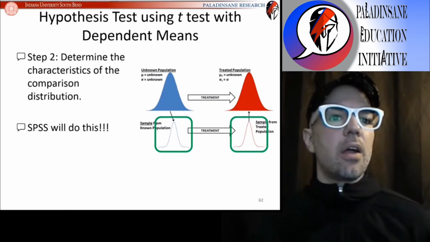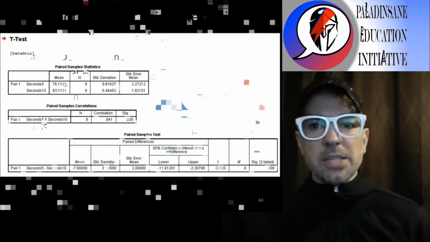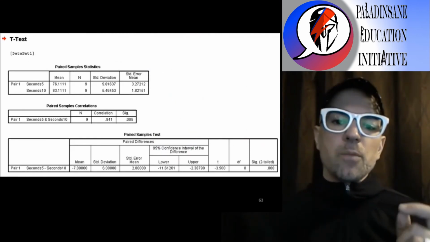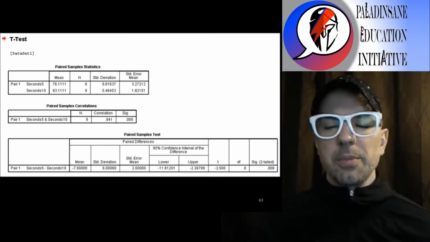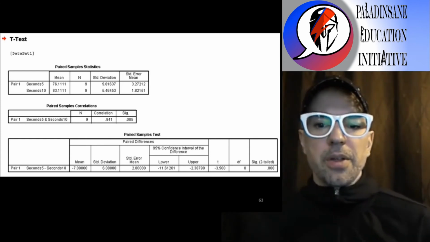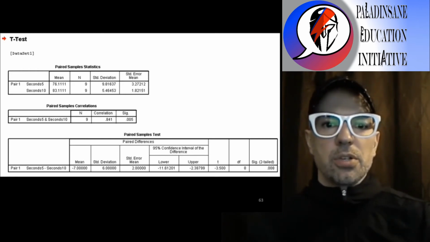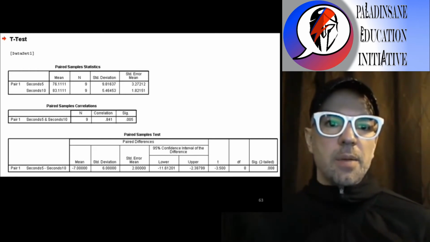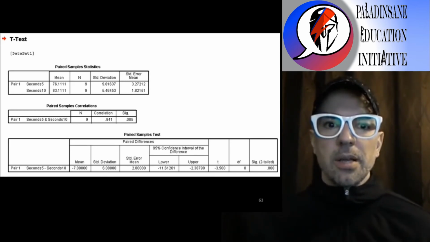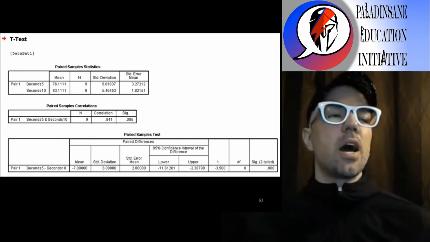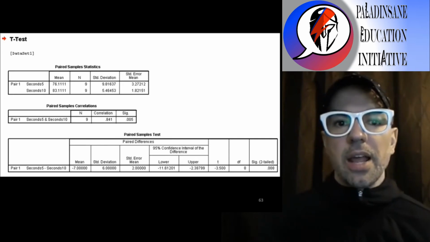correctly. All right, step number 2, determine the characteristics of the comparison distribution. So SPSS is going to do this for us. What we need to find for this is the degrees of freedom and the estimated standard error. We need the degrees of freedom and we need that estimated standard error, that standard deviation of our comparison distribution. This is one of the first times where we have standard error mean in a bunch of different places. So there are 2 numbers in that top table in the column labeled standard error mean.